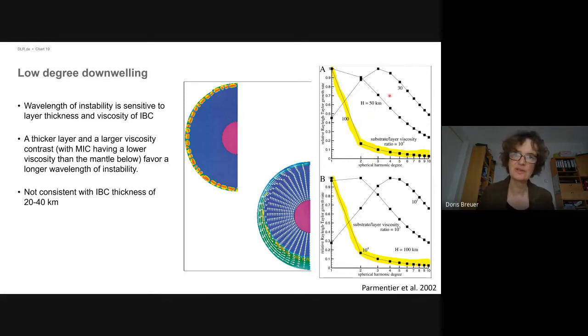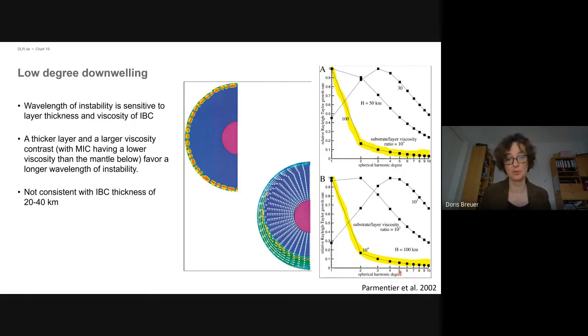So with decreasing IBC layer thickness, you see that the higher degrees become unstable. So that doesn't work, so you need it thick. And here the ratio of the viscosity is varied. So this is a ratio of 10 to 4, as I just said. So the viscosity of the IBC needs to be very small. If the viscosity is higher, we have the same situation, that a higher degree becomes unstable.